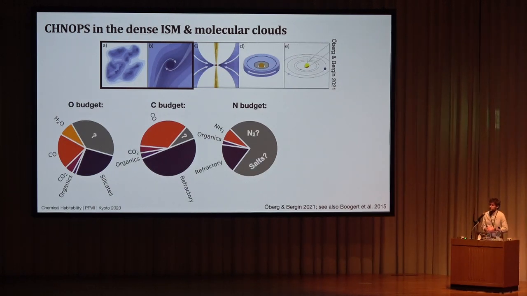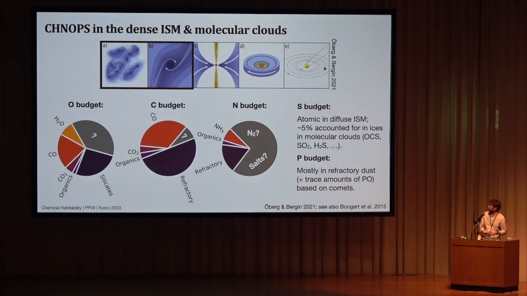There's some open questions, of course. Right? There's some oxygen missing, some nitrogen missing. Nitrogen in particular is very interesting. Is this a highly volatile carrier like N2? Or is this something more stable, maybe ammonium salts, based on the finding of these in Comet 67P?